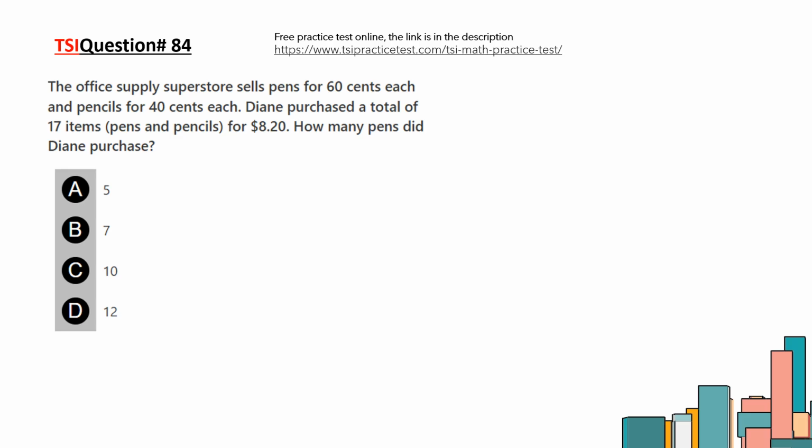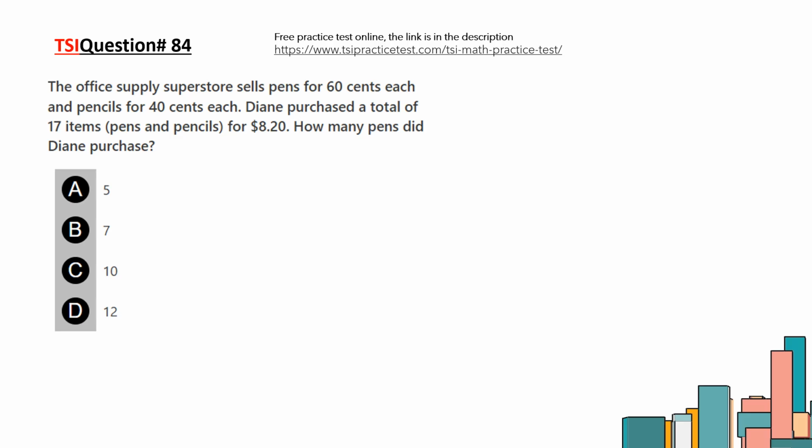The office supply superstore sells pens for 60 cents each and pencils for 40 cents each. Diane purchased a total of 17 items, pens and pencils, for $8.20. How many pens did Diane purchase?